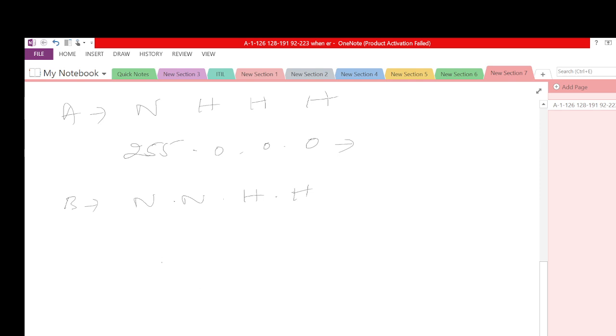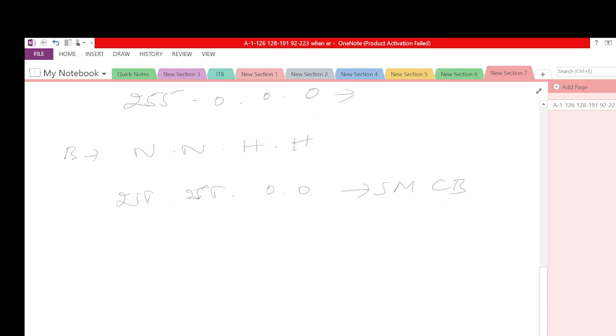Class B has 2 octets for network and 2 octets for host. So the same goes here: 255.255.0.0. This is your subnet mask for class B. Now class C, you know the network bits: 3 octets are for network and only 1 for host. So if you apply the same formula, 255.255.255.0 is your subnet mask for class C. Hope this is clear.